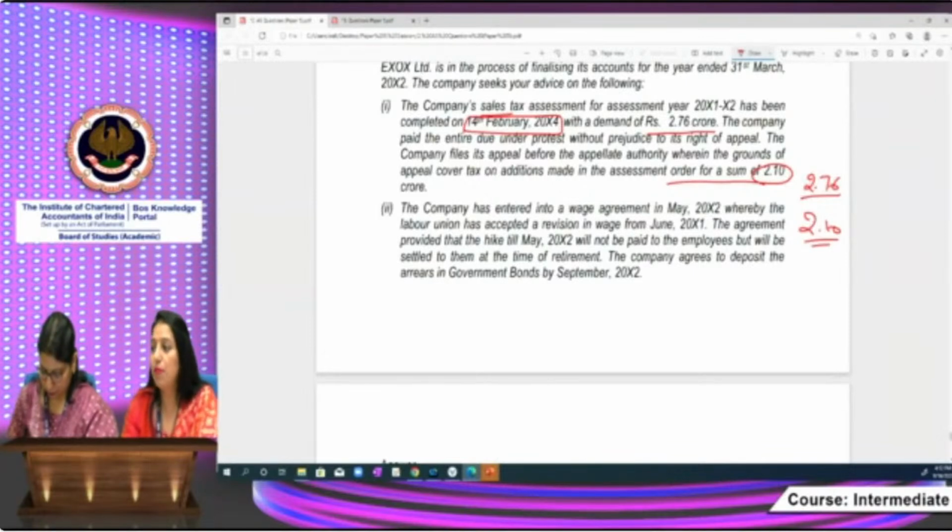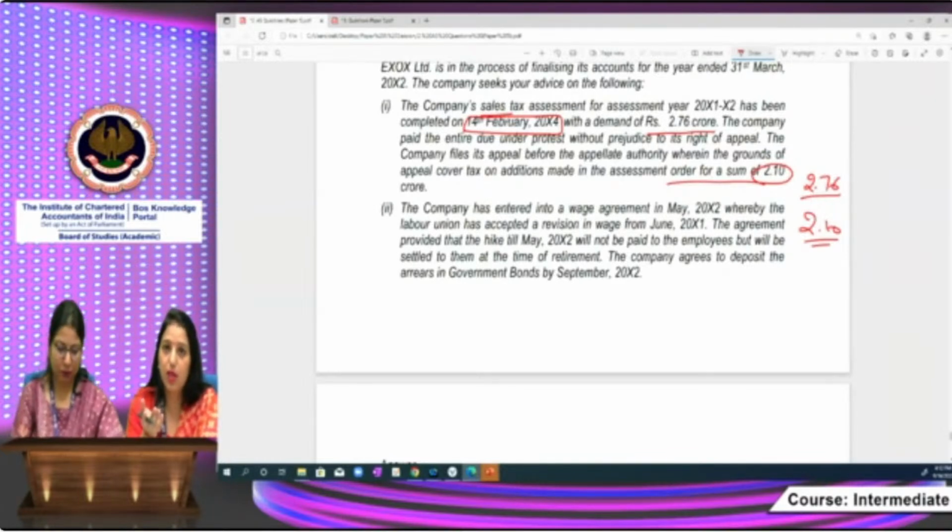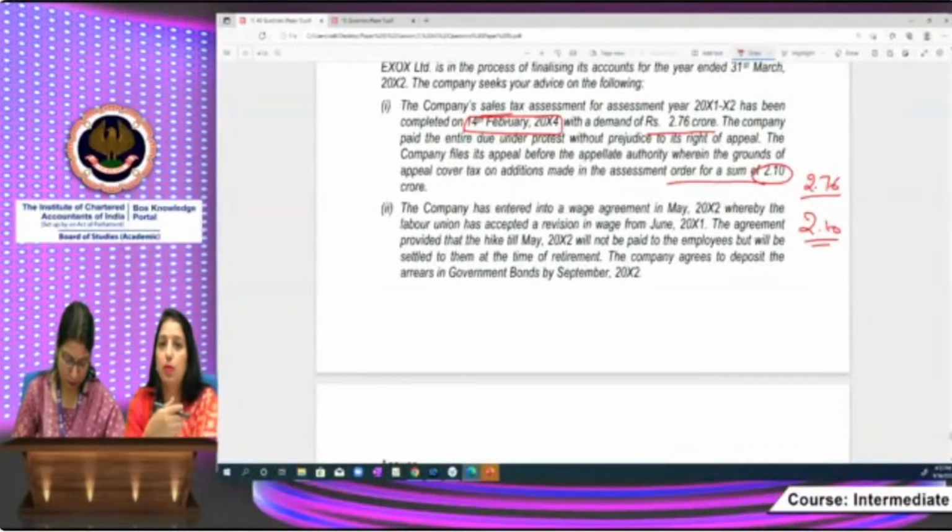Nagaraj is saying, what is the past event? The past event is this: there is a self-assessment tax. On what basis would the self-assessment tax have been made? The return you filed, the information you gave, on the basis of which self-assessment is made, and on the basis of this past event, a demand has been created.